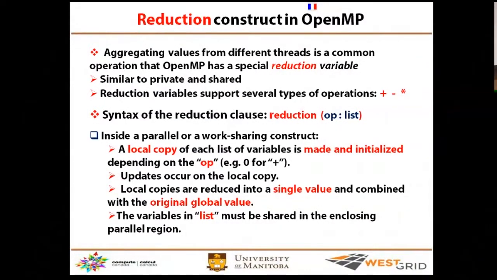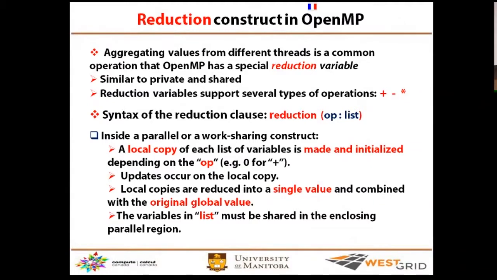If you use plus, the local variables will be initialized to 0. If you are working on multiplication, it will be initialized to 1. Then each thread will update its own copy. At the end of the parallel region, all the local copies will be combined together. You don't have to do anything. The program will do this.